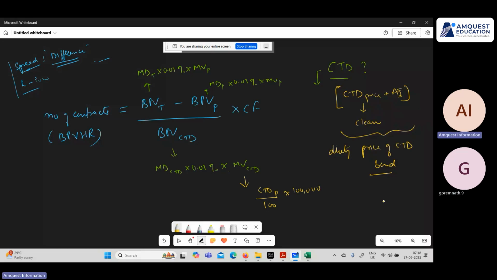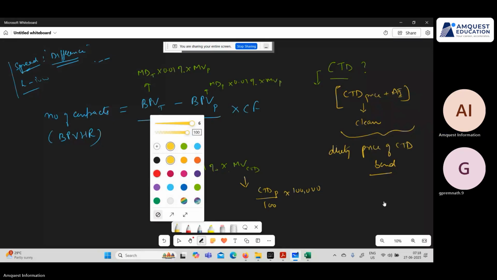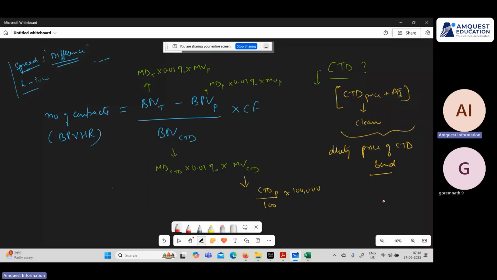So if you know this, you're sorted. In case they don't talk about the target thing, then this value turns out to be 0, the whole thing. And hence you would say that you will effectively be selling the contracts. The value will then be negative. Okay, all good?